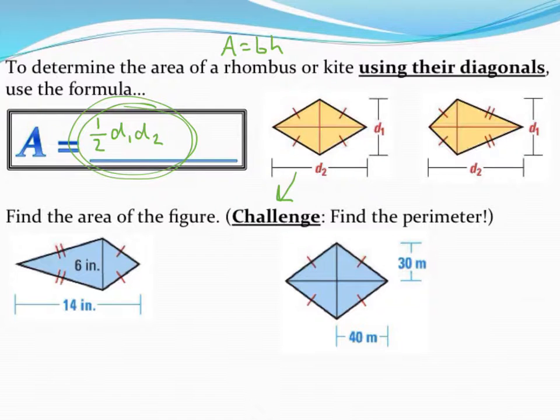So in this first figure, I'm dealing with a kite. I know it's a kite because I have two congruent sides that are consecutive. They're next to each other. So I do know I'm working with a kite.